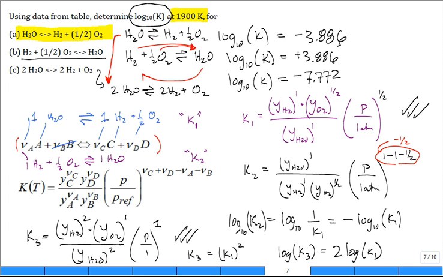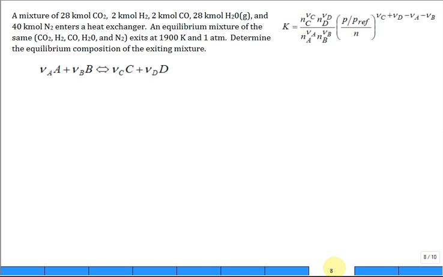Ready to move on? Here's a long problem. So it'll probably take the rest of the time, but we'll get to it.